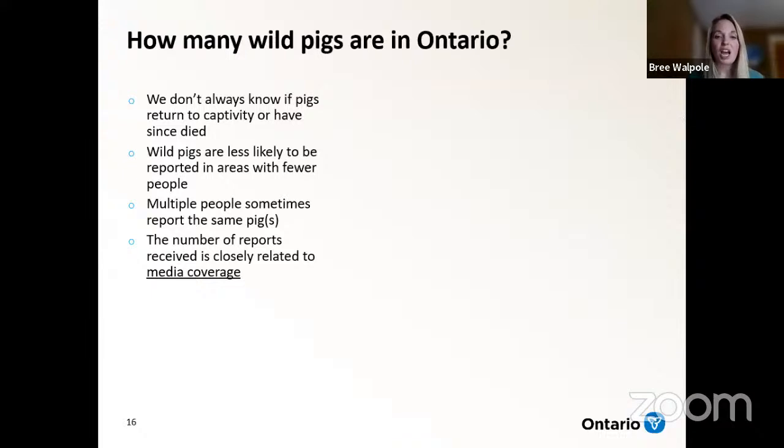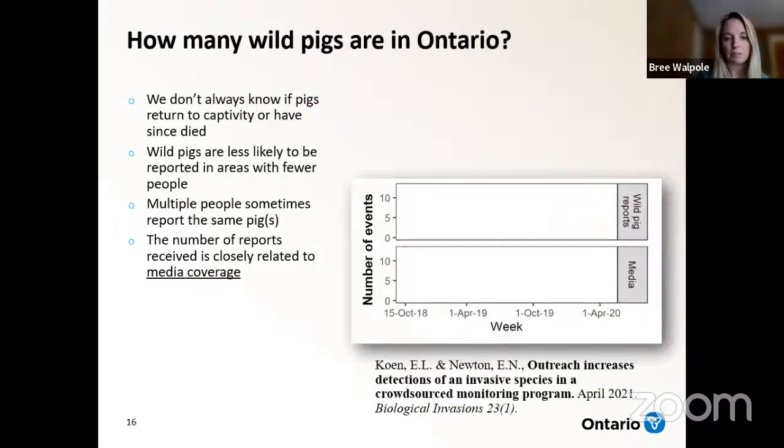So we're often asked how many wild pigs are in Ontario, and the answer is we don't know. And there's a few reasons that we can't answer this. One is because we don't always know the fate of a specific sighting. We don't know if that pig returned to captivity or maybe it died. We also know that because we're relying on community science, in areas that are less populated, we're less likely to receive a wild pig sighting. And also, we often receive duplicate sightings of the same pig, and that can be difficult to tease apart.